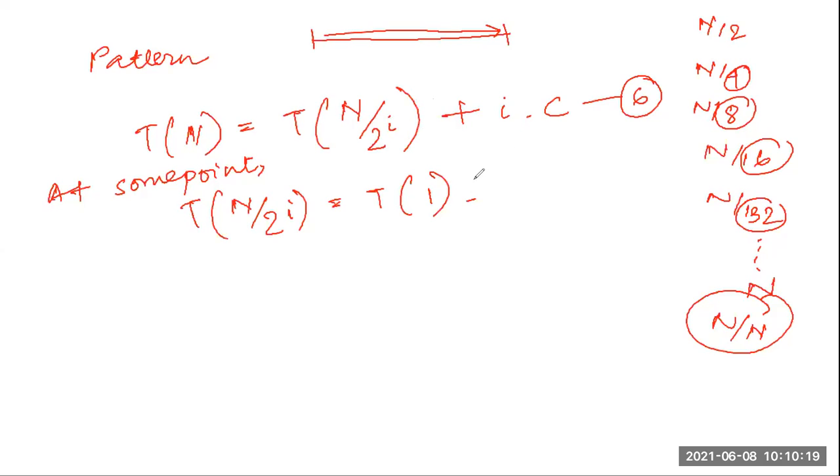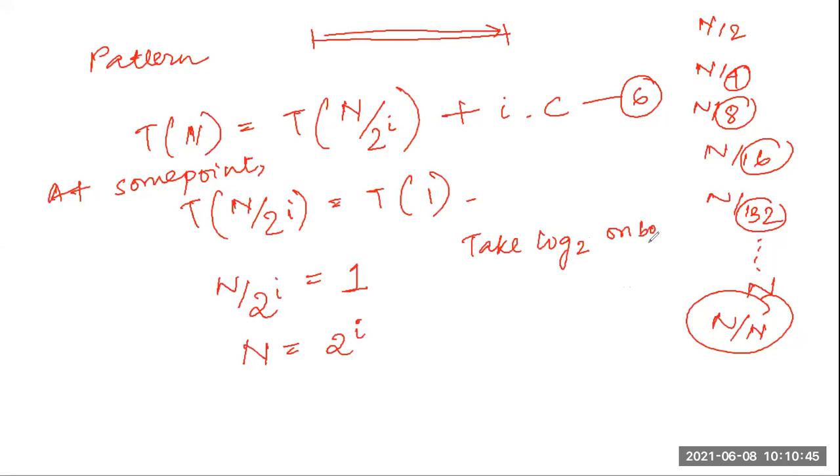T of i becomes 1. That means our n by 2 to the power i is equal to 1. That means our n is equal to 2 to the power i, which you just said, that 2 to the power i will become your n, right? Now if I take log base 2 on both the sides, this also will become log base 2 n.